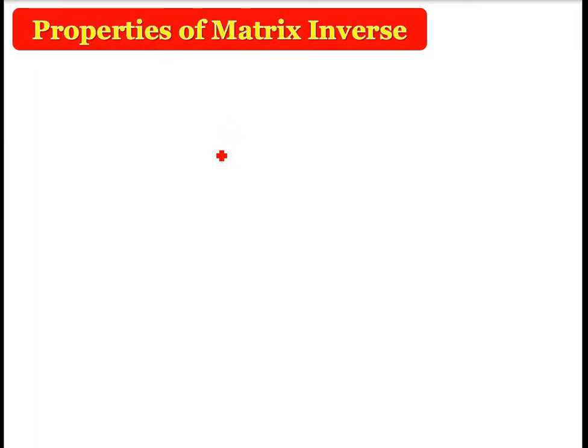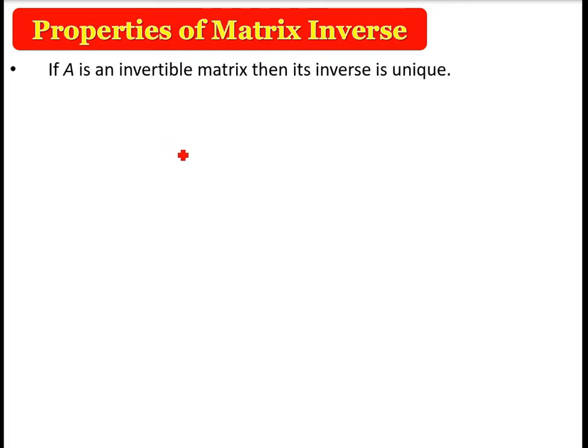There are certain properties of a matrix inverse or inversion of a matrix. If the matrix we are calling A is an invertible matrix, then the inverse will always be unique. That is, if we multiply A with B, B being the inverse, then it is unique. We cannot have A along with C which also gives you I, that is, the identity matrix.